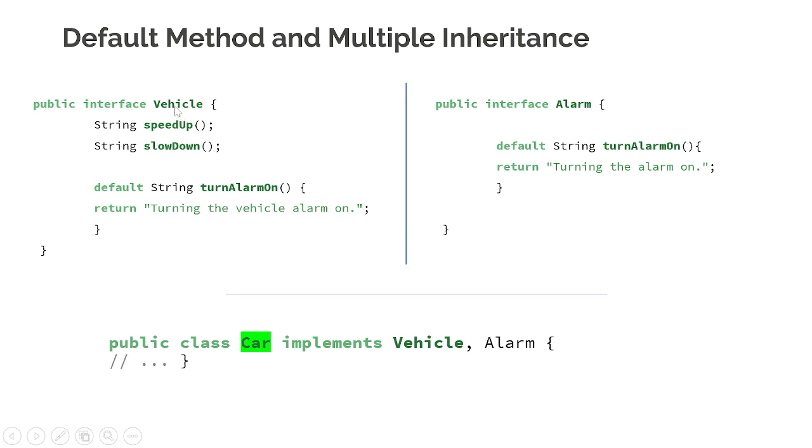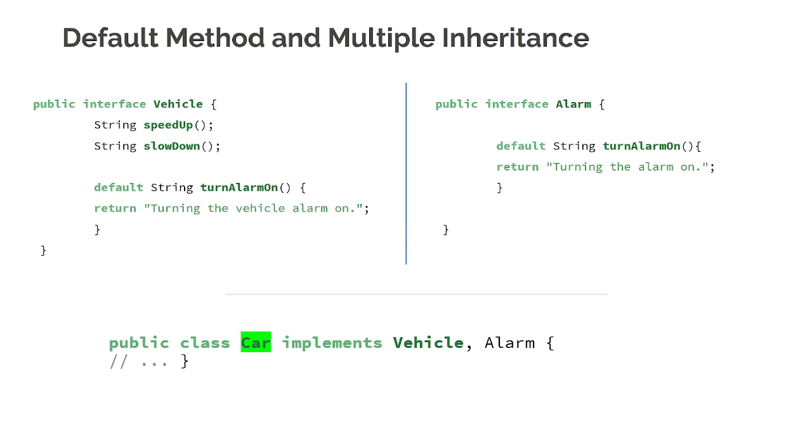So you see there is a vehicle interface and there is an alarm interface, which has a common method, the same method, turn alarm on. The same method is also in this interface, and I'm implementing both interfaces in this car class. So whenever I call this method with the car class object, how will the compiler know whether I'm calling the turn alarm on method of the vehicle interface or the turn alarm method of the alarm interface? So how will we solve that?